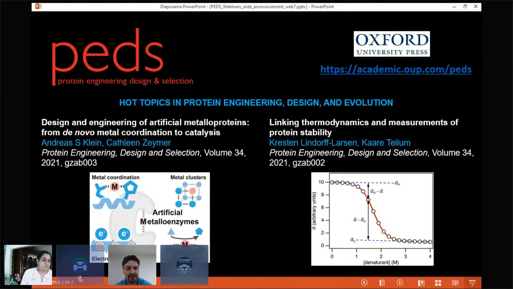The first one has to do with the design and engineering of artificial metalloproteins, written by the group of Kathleen Zimmer. And the second one has to do with thermodynamics and measurements of protein stability, written by the group of Kristen Lindorff-Larsen. Those two are readily available on the PEDS website, and you can read them for free if you're interested.